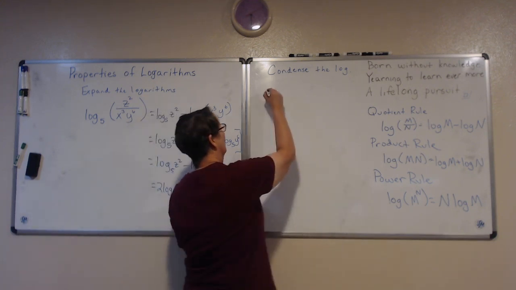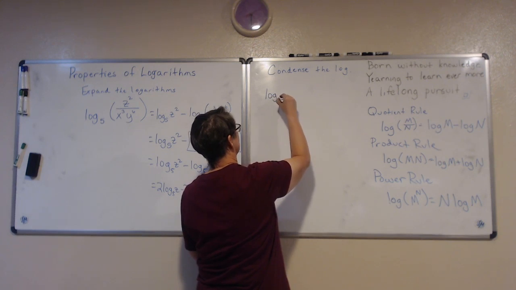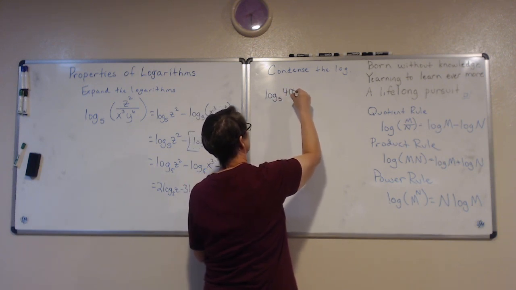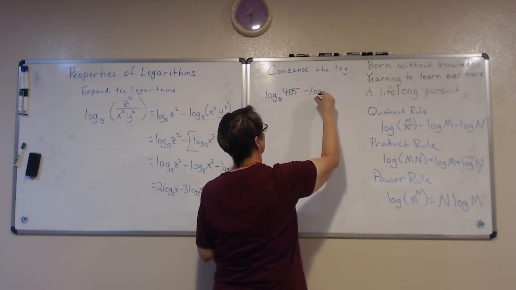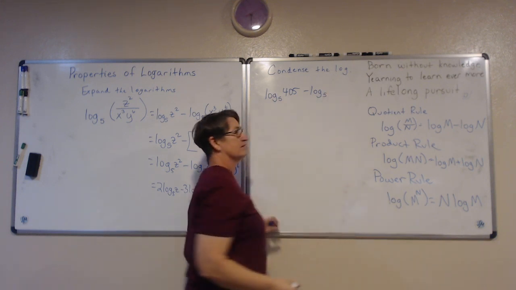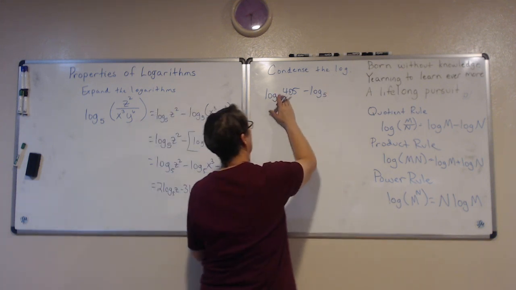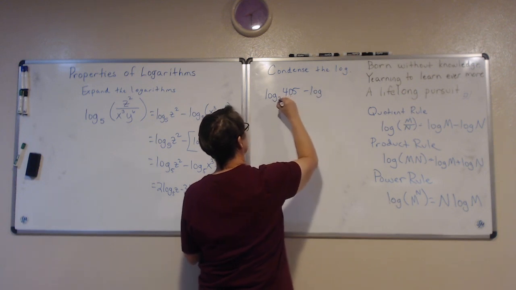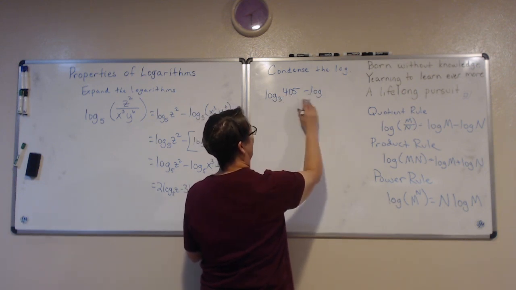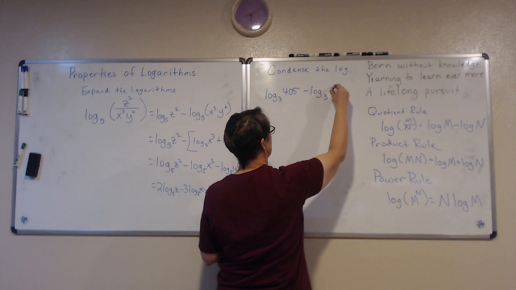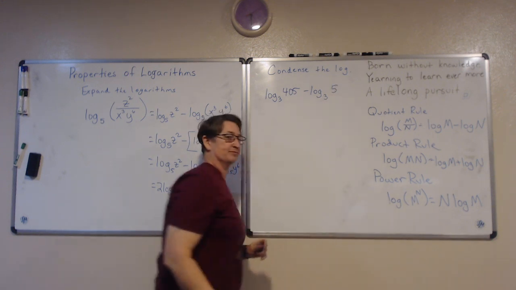Okay, so now I'm going to condense it. What do I mean by that? Well, I'm going to give it to you like this. Oh, this is a 3. Log base 3 of 405 minus log base 3 of 5.